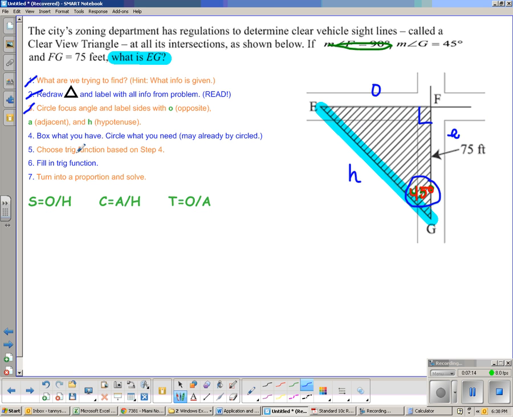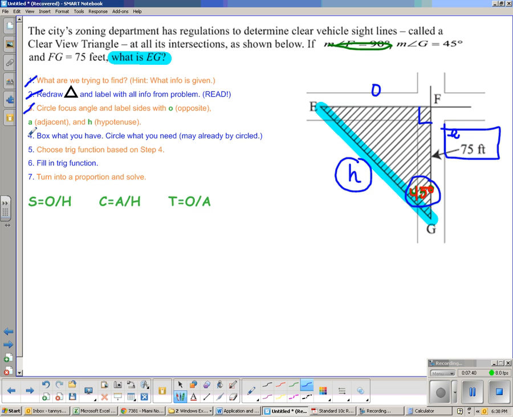Box what you have, circle what you need. What you need may already be circled, and you'll see that on a subsequent problem. If you're looking for the focus angle, you've already circled it in step 2, so you may already have what you need circled. But in this case, we're looking for EG, it is not already circled, so I'm going to circle it here, and I'm going to box what I have. I have the adjacent, which is 75 feet.